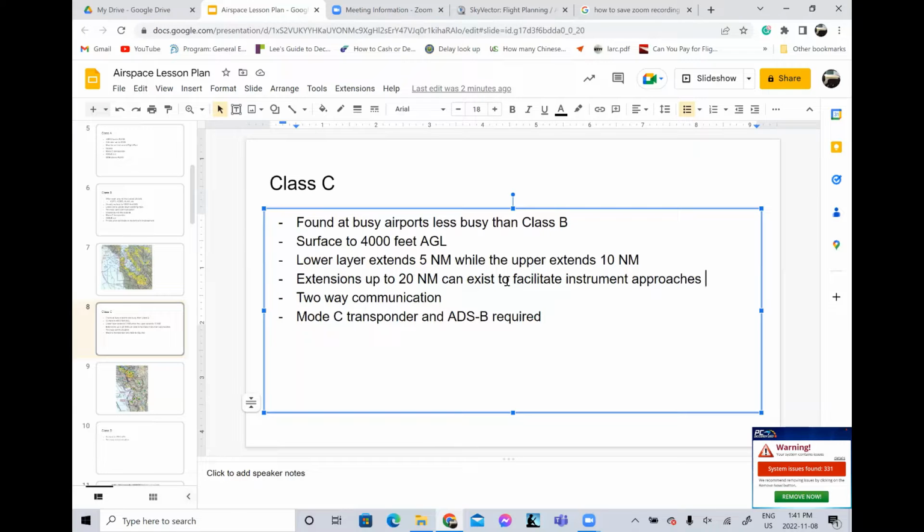We just need to know that in order to fly through a Class Charlie, you need to establish two-way communication, and you'll also need a Mode C transponder and ADS-B required. A clearance is not required. As soon as the local air traffic controller reads back your call sign, you're free to fly through the Class Charlie.